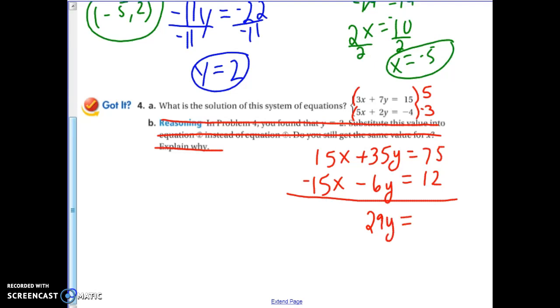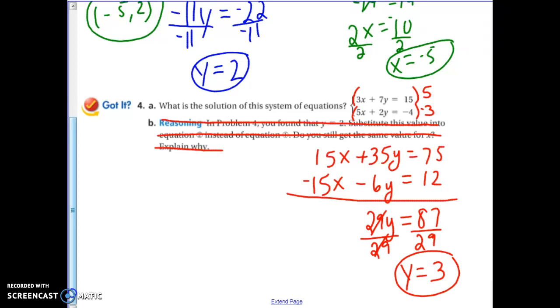And 75 plus 12 makes 87. Ooh, these don't look like very nice numbers. But if I divide by 29 and divide by 29, well, look what happens. I get y is equal to 3. Right, so it still worked out well in the end. Sometimes these don't work out. All of our answers aren't all whole numbers.